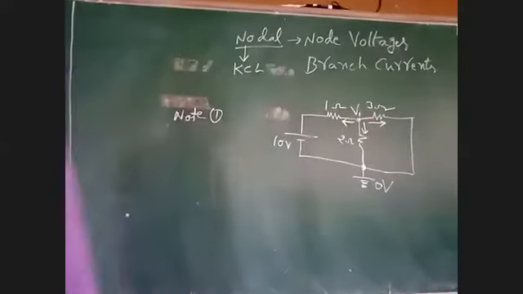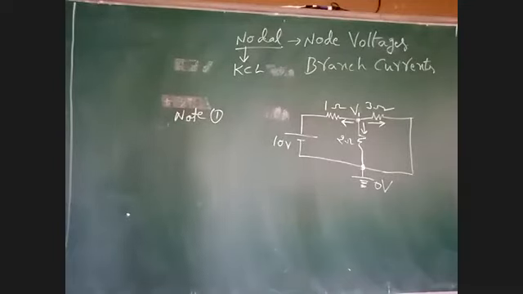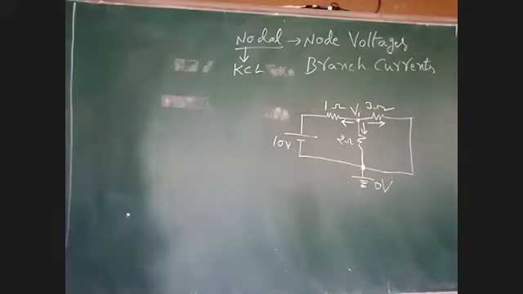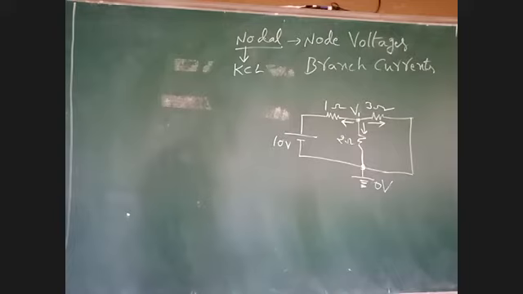Assume all the currents are leaving from the node point for determining node voltage. This is the assumption for determining node voltage. Now I will apply KCL at this node point.